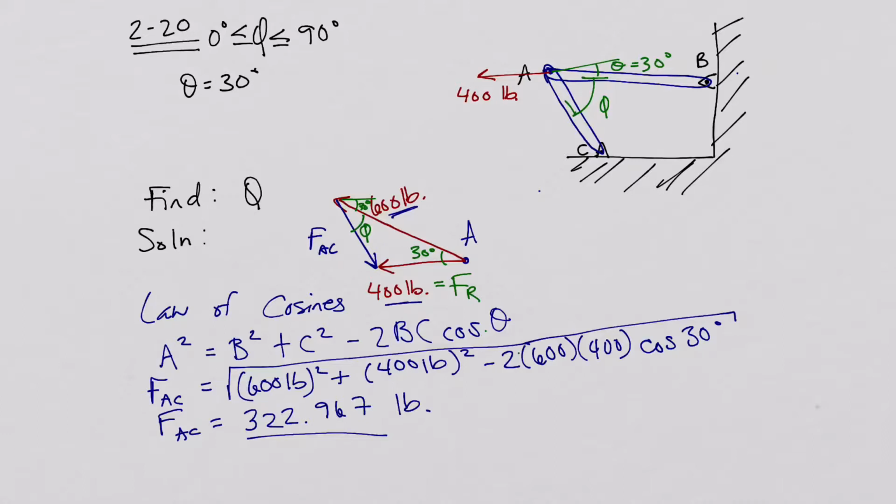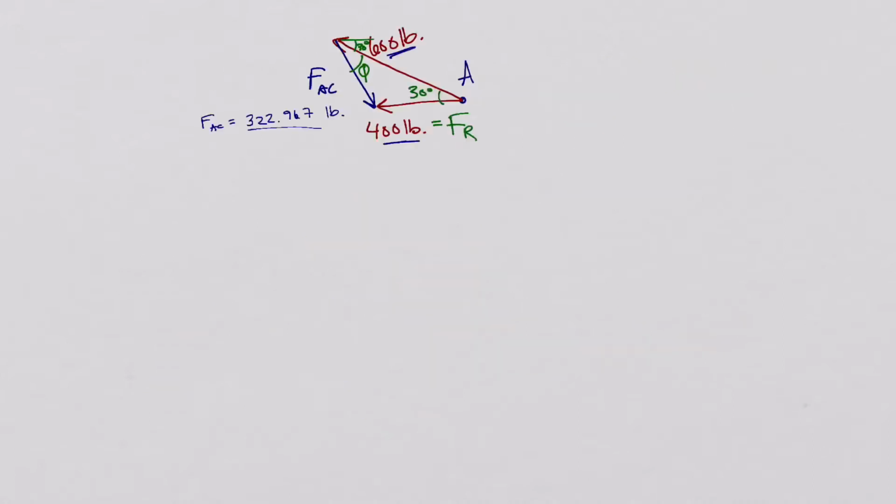But so now we have that FAC, so now we can actually use the law of sines. So I'm going to go to the next page. All right, so now we're going to use the law of sines. I just copied and pasted some stuff over there just so you could still see it. So now we know FAC, we know this angle, we know 400 pounds, we don't know phi. Phi's what we're after, so we can use the law of sines for that.